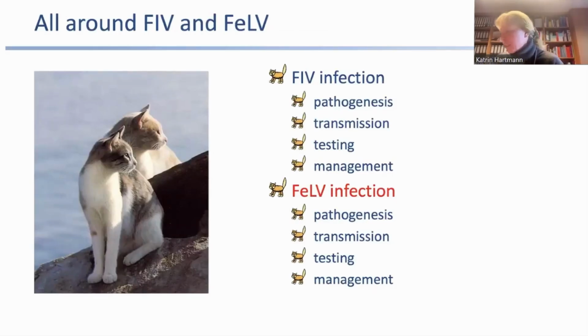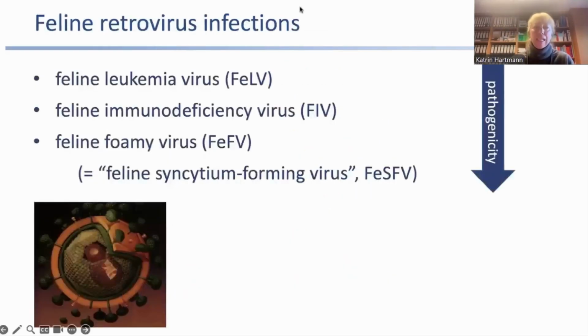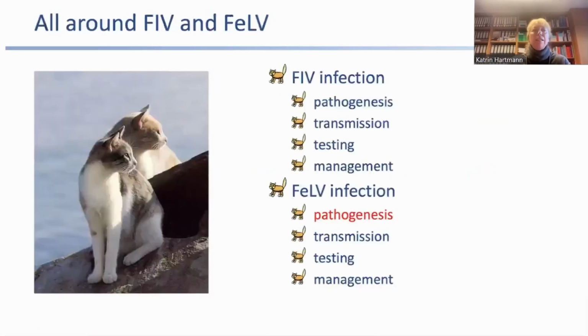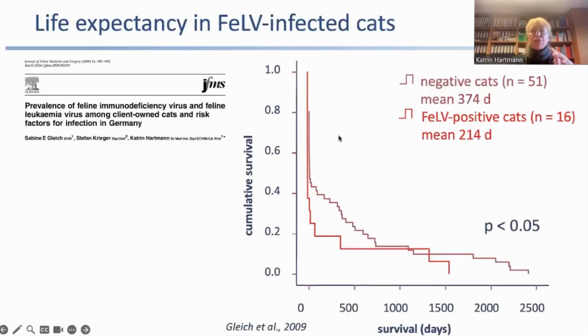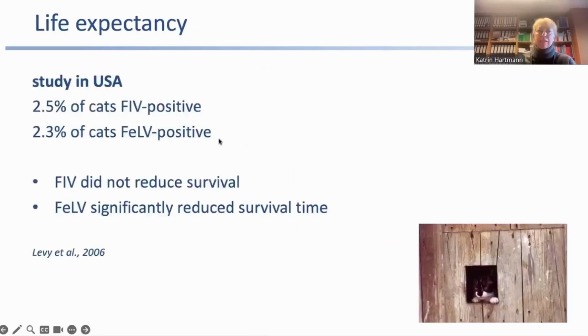Now let's go to FeLV. FeLV, as I said, is a little bit more pathogenic. So FeLV will indeed reduce survival time. Cats can get very severely sick when they have FeLV infection. They don't have to, but they can. And also that study in the United States showed that FeLV significantly reduces survival time.